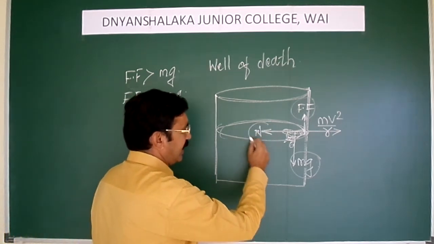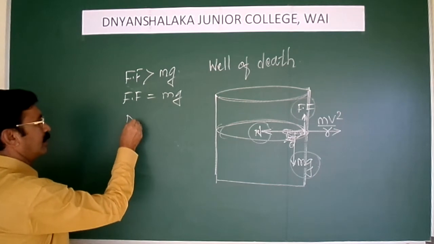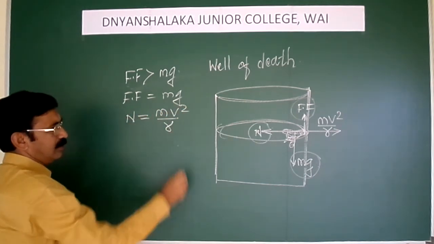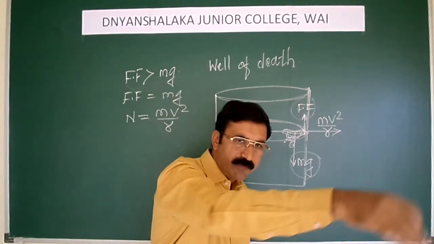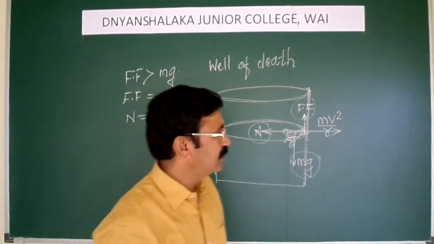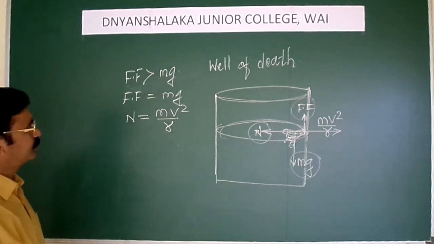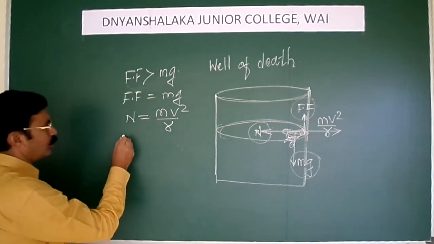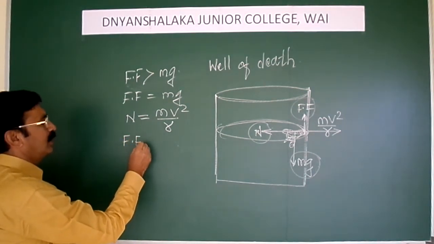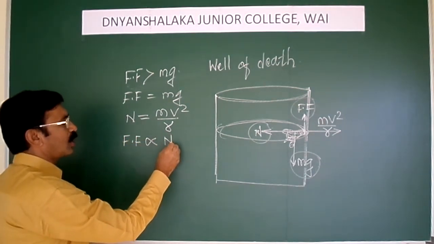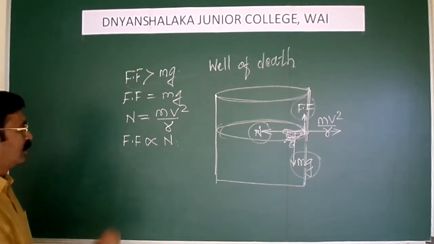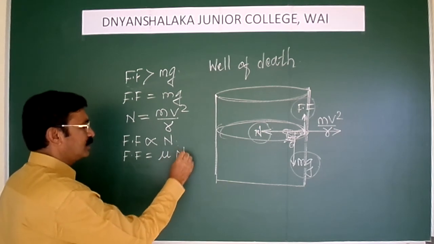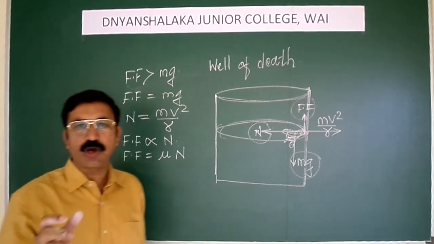Normal reaction N is equal to mv square upon r, where v is the required velocity with which he should take the circular turns. By definition, we know the frictional force is directly proportional to normal reaction. So frictional force will be equal to mu times N, where mu is the coefficient of friction.